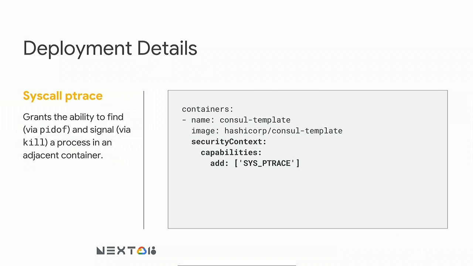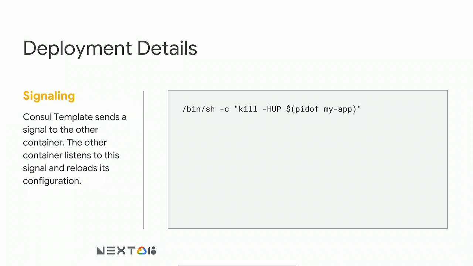If we give our consul-template process the SYS_PTRACE security context capability, we can leverage standard Unix tools like pidof and kill to signal applications. Then all we have to do is provide a command to consul-template, and it says, when this file changes, or when this environment is updated, or this secret is revoked, just send, in this example, HUP to the PID of my app. We can leverage the built-in pidof tool for that, right?